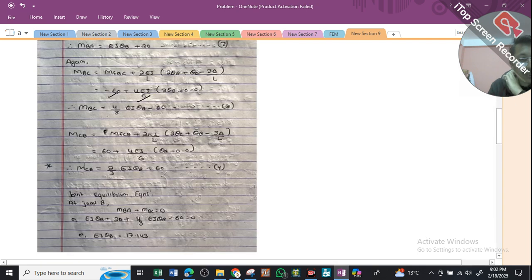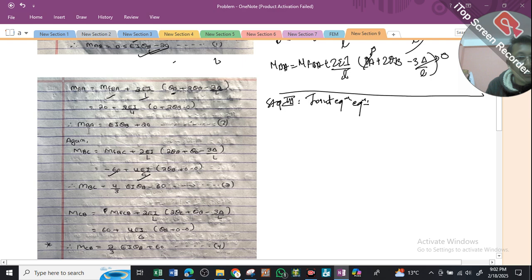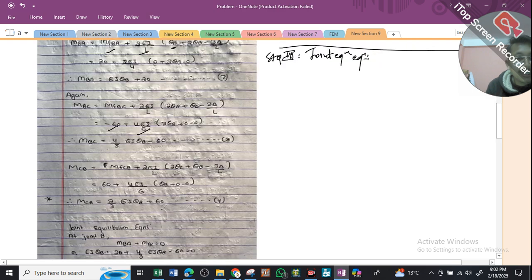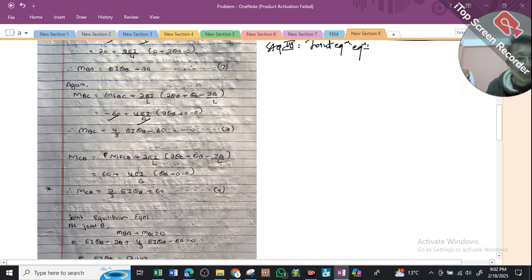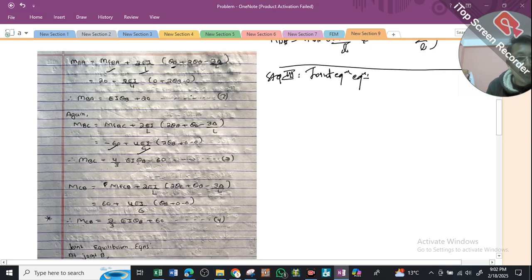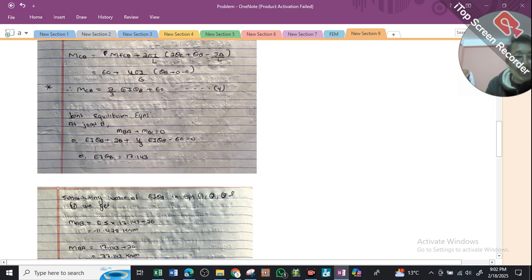We have calculated the value of MBA over here. MBA is EI theta B plus 20. So put that down, and we have MBC as well: 4 by 3 EI theta B minus 60 equals 0. On solving this, we get our value of EI theta B as 17.143.